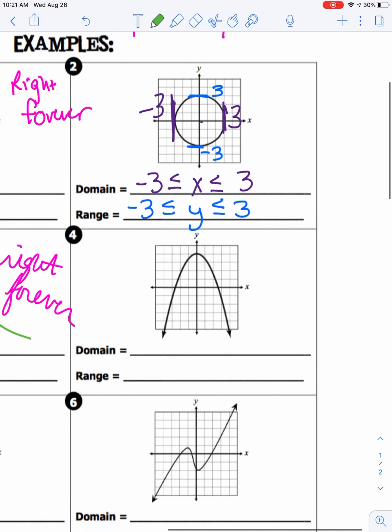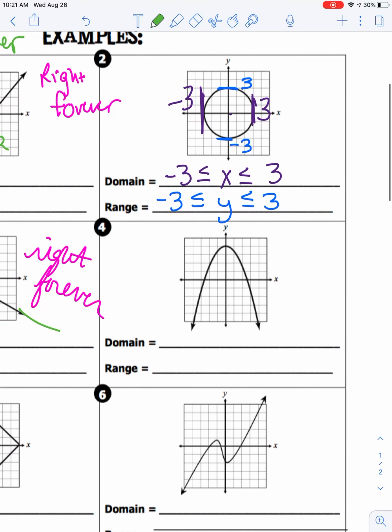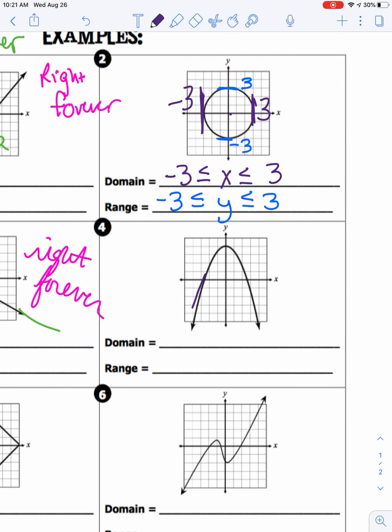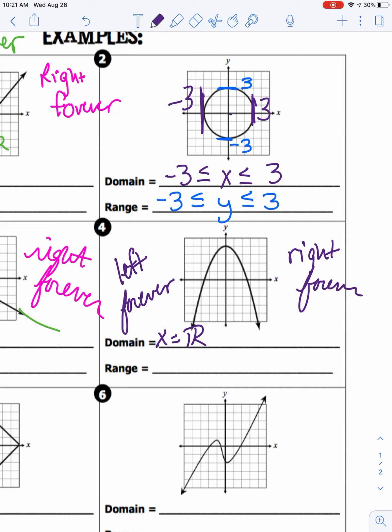Number 4. As I look to the left on number 4, I notice that this parabola is always going to the left. Hopefully you can see that too. So it's left forever. I could use the word infinite if I wanted to. It's also going to the right forever. So we're going to say x is all real numbers.